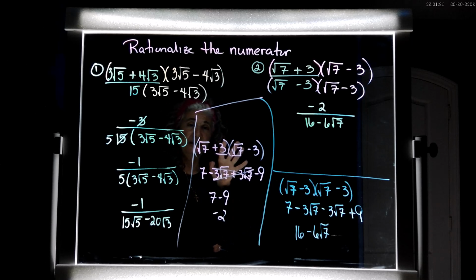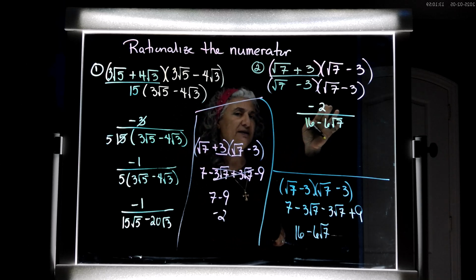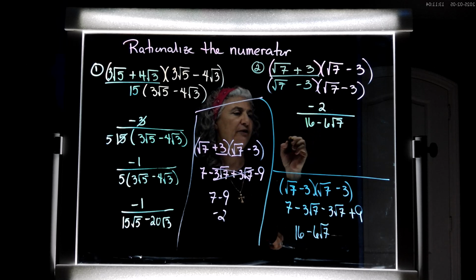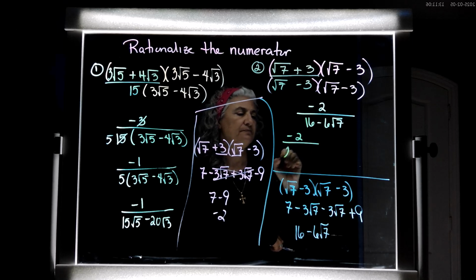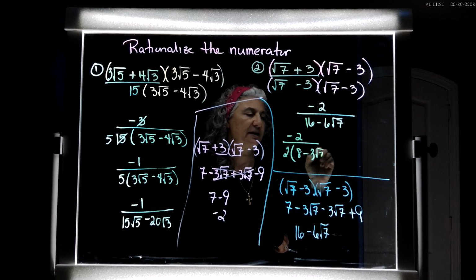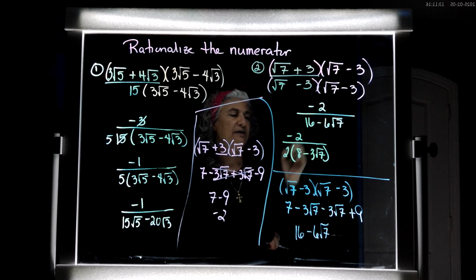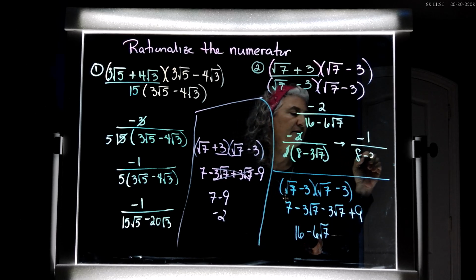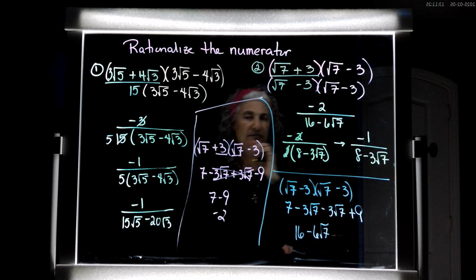Now, are we done? Good, we're not, because I notice I can reduce, can't I? And here's the easy way to see it. There's basically a 2 in the numerator. Let's factor a 2 out from the denominator. What remains? 8 minus 3 square root of 7. Excellent. The 2's will cancel, won't they? Which leaves me a negative 1 over 8 minus 3 square root of 7.